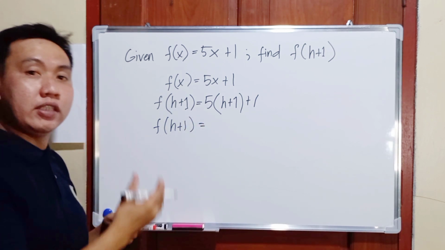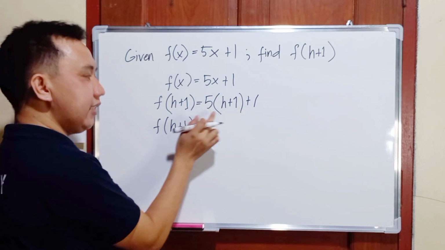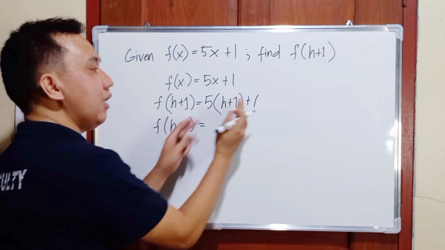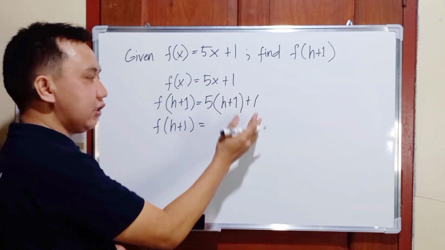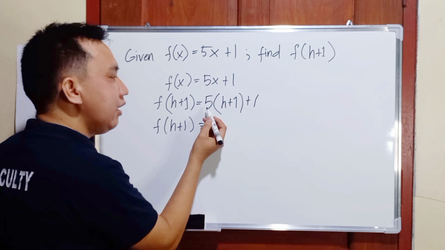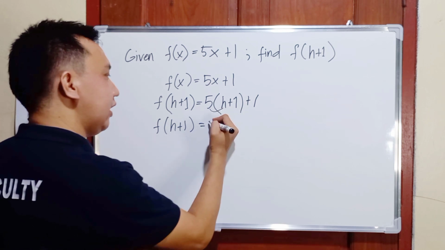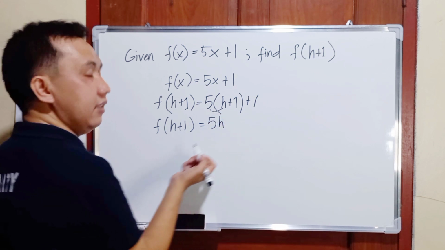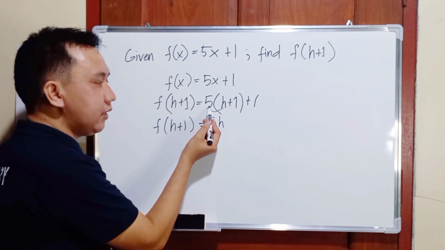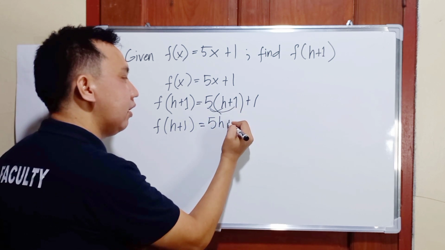Using the distributive property, distribute muna natin ito. Kasi ang ibig sabihin nito, 5 times h plus 1. So para masolve natin yan, imumultiply natin ang 5 times h. So that is 5h. Next, 5 times 1. Positive 5.